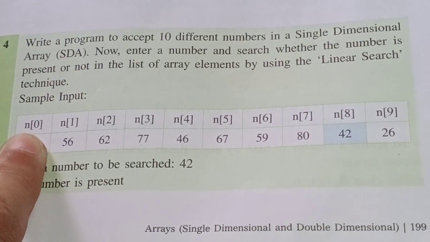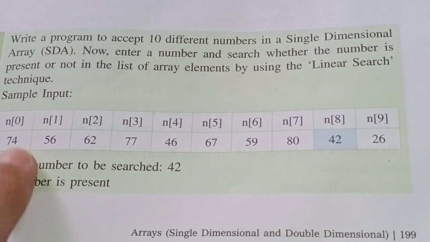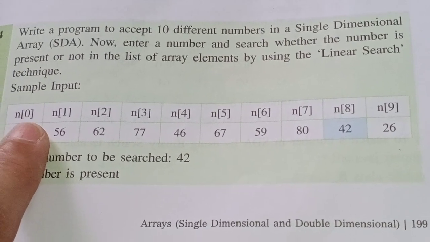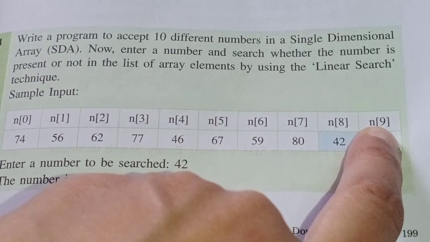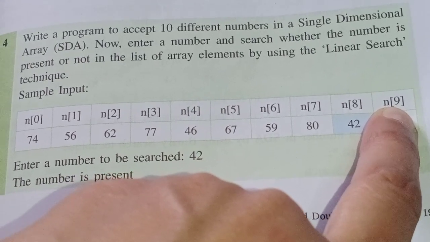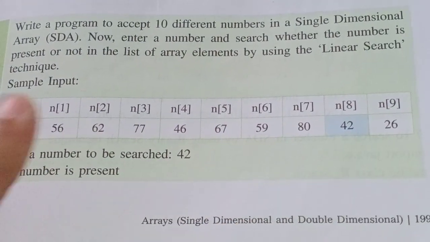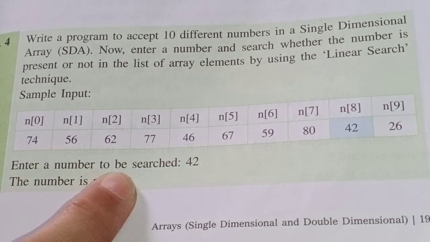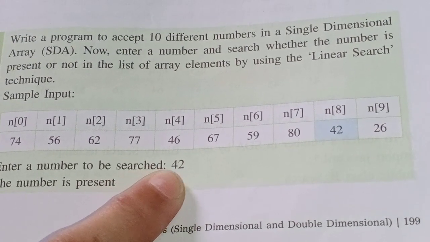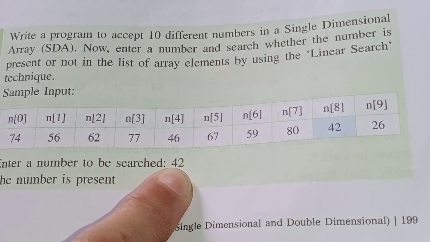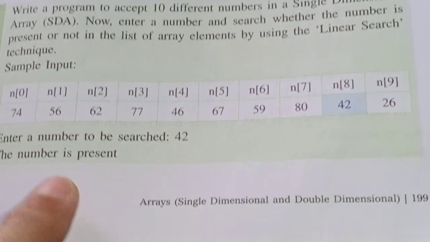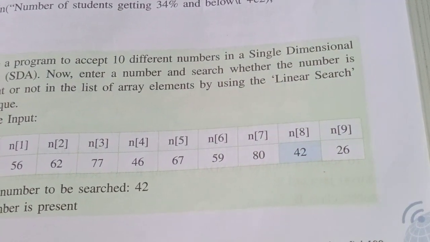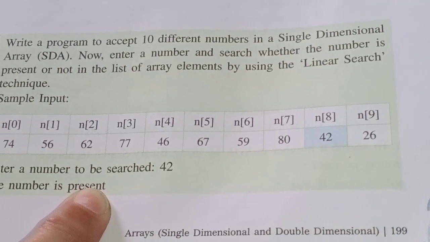And their subscripts are also shown. So first element will be on 0. You know, it always starts with 0 and ends at total number minus 1. Total number 10, 10 minus 1, that is 9, because we have started with 0, not with 1. So enter a number to be searched. The number entered by the user is 42. As 42 is present at index 8, it will print number is present.